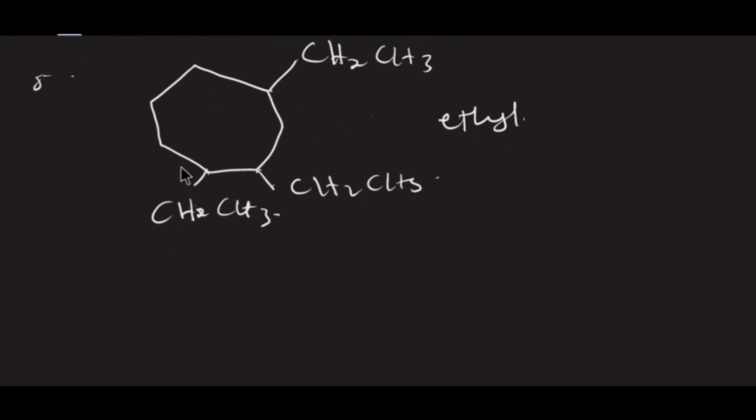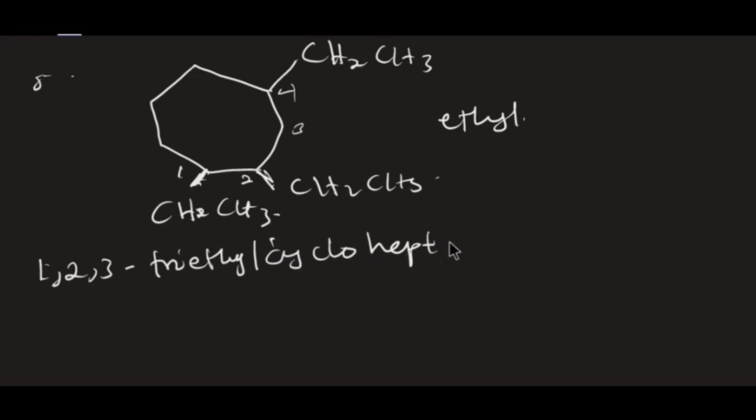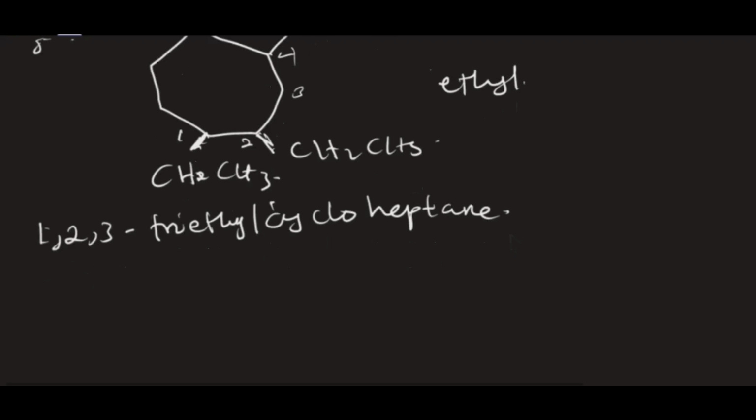So let's start. So this will be 1, 2, 3, 4. Right? If I should start from this side. So 1, 2, 3, 4, 5, 6, 7. So if I should have started from this side, I'll have 1, 2, 3, 4, 5. And our naming is going to be invalid because starting from here will give this to be 1, this to be 2, and this to be 3. So I have 1, 2, 3, triethyl cycloheptane, since it is 7 carbons, as simple as that.